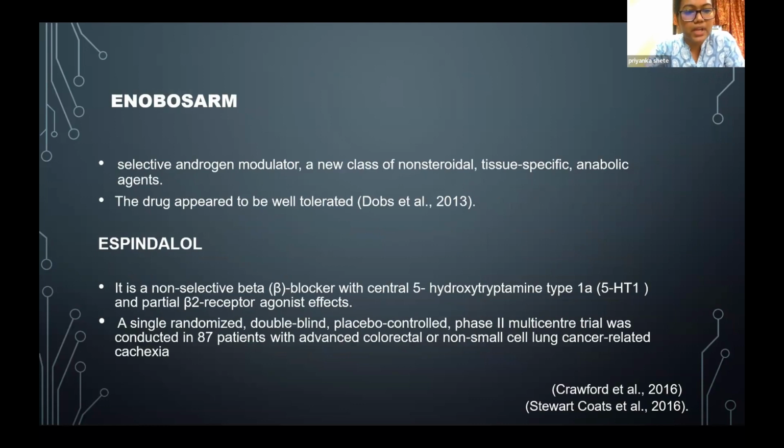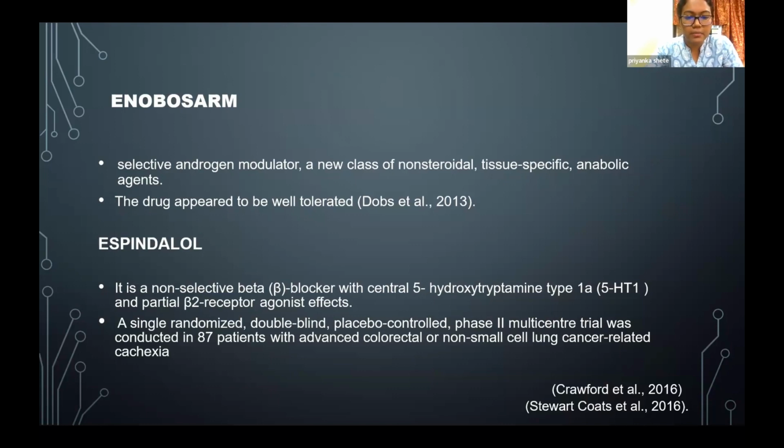Then enobosarm, the selective androgen modulator, a new class of non-steroidal tissue-specific anabolic agent. The drugs appear to be well tolerated. Then spironolactone. It is a non-selective beta blocker with central 5-hydroxytryptamine type 1A and partial beta receptor agonist effects.